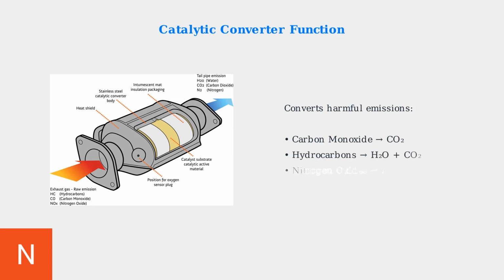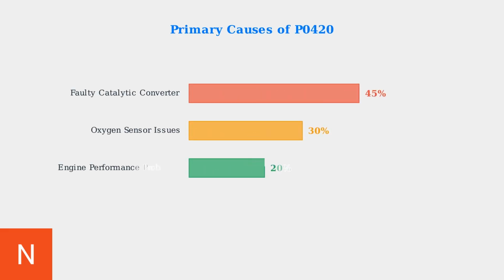The catalytic converter is a critical emissions control device that reduces harmful pollutants in your exhaust. When it fails to meet efficiency standards, the P0420 code is triggered. There are 4 primary causes of P0420 codes.